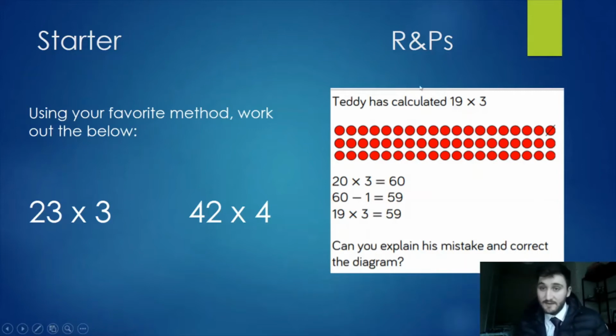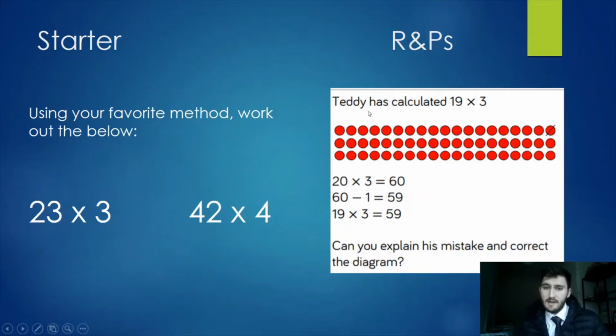And then, guys, if you dig onto your reasoning and problem solving, it says Teddy has calculated 19 multiplied by 3. So I've got 19 lots of 3 here. So this is what we were doing, I think, at the end of last week. So it says here 20 multiplied by 3 equals 60. And then he's done 60 take away 1 equals 59. So therefore, he's worked out 19 times 3 equals 59. Can you explain his mistake and correct the diagram?